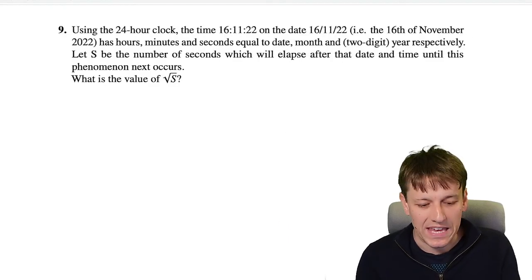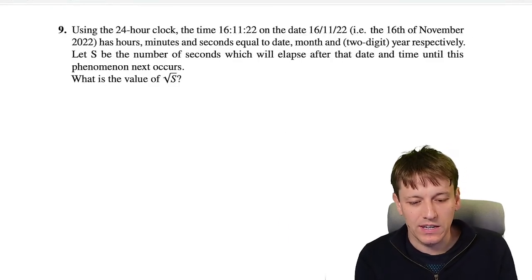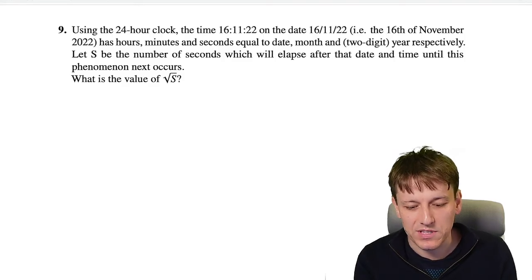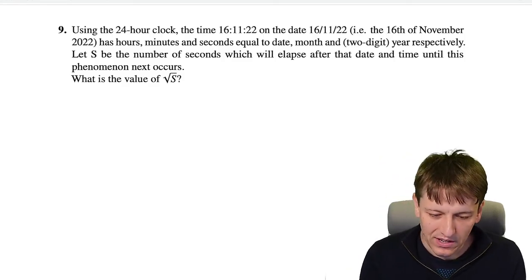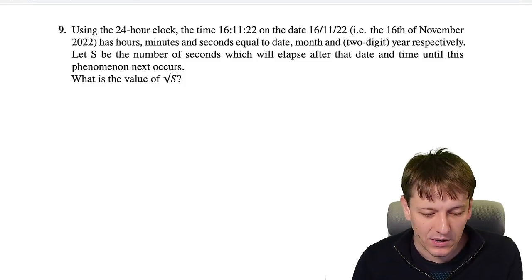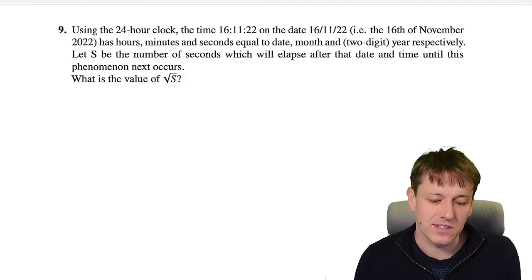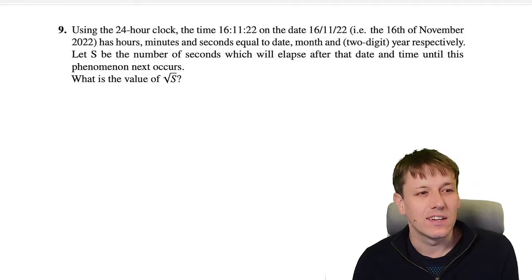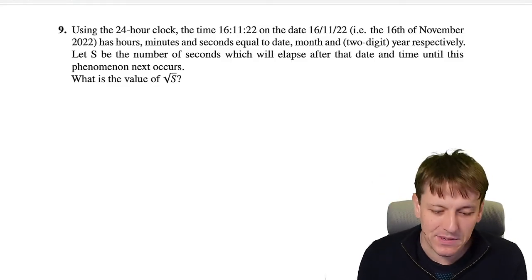Not the hardest one here, I think. We've got a 24-hour clock, and the time 16:11:22 corresponds to the date 16/11/22. The question is, when's that next going to happen, and what's the square root of the number of seconds between the two? And actually, it's not too bad a question because it just happens the next day, right?